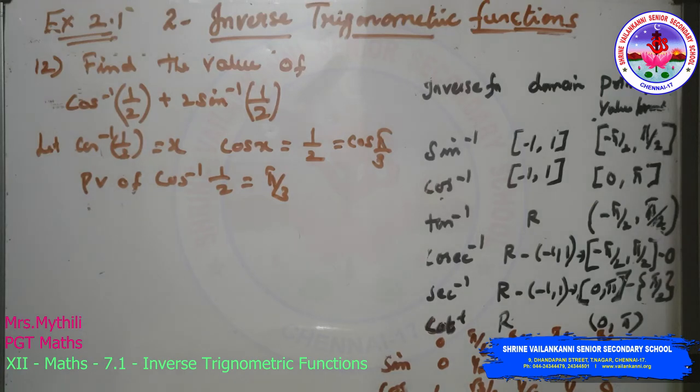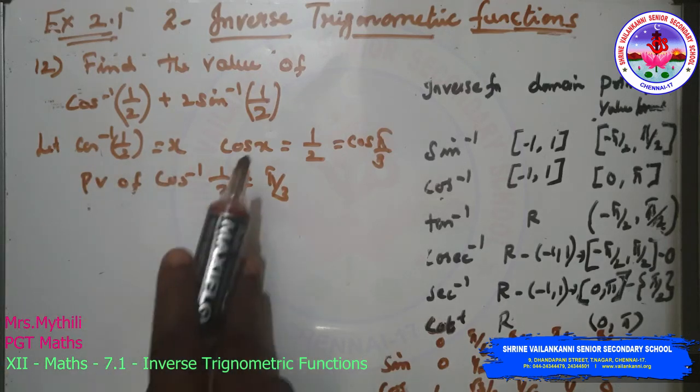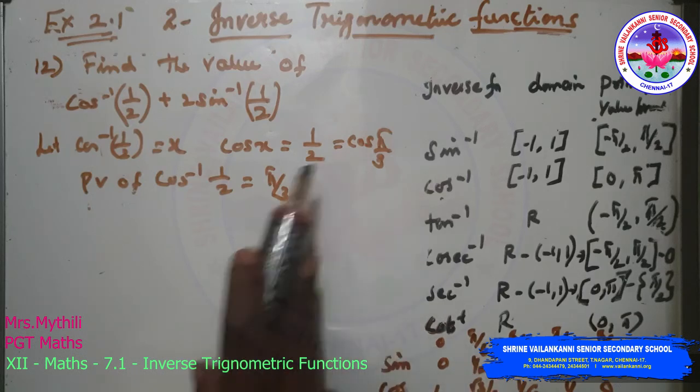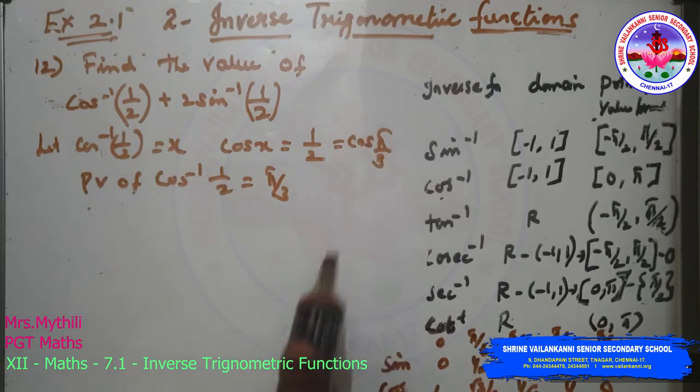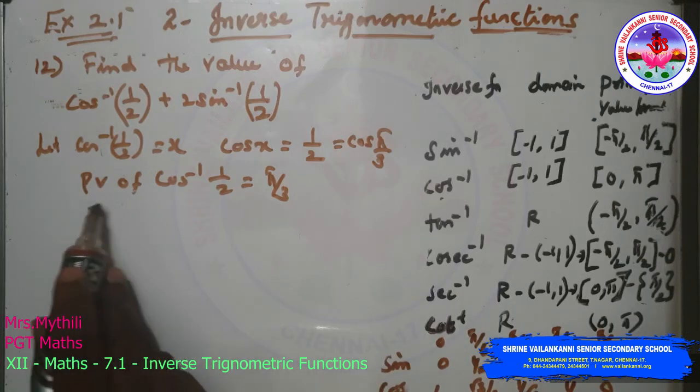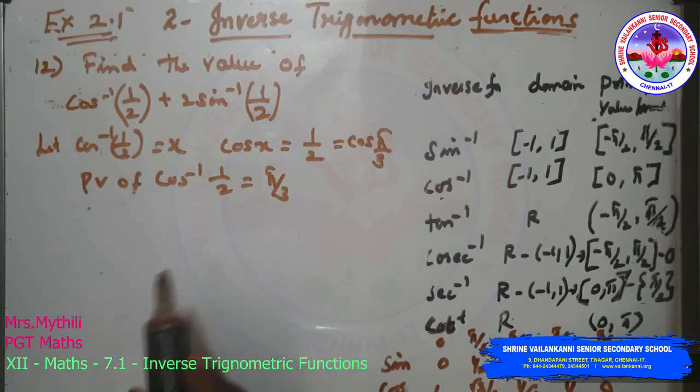12th one, find the value of cos inverse of half plus 2 sin inverse of half. Let cos inverse of half equal x, so cos x equals half. Cos pi by 3 is half, and pi by 3 lies in the range of the principal value branch of cos inverse, which is 0 comma pi. So the principal value of cos inverse of half is pi by 3.